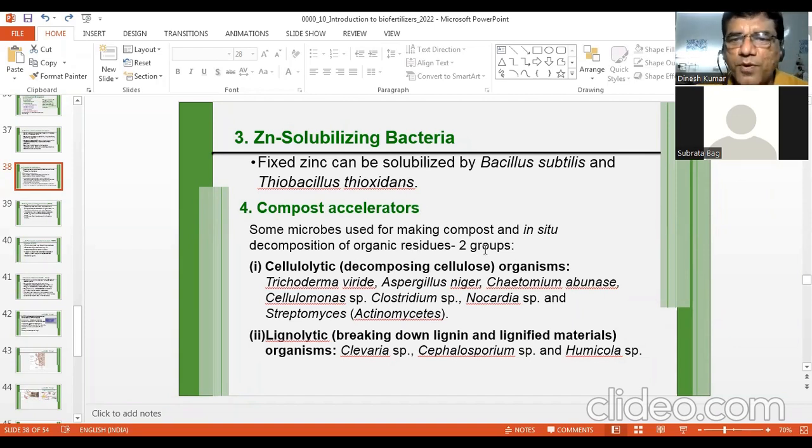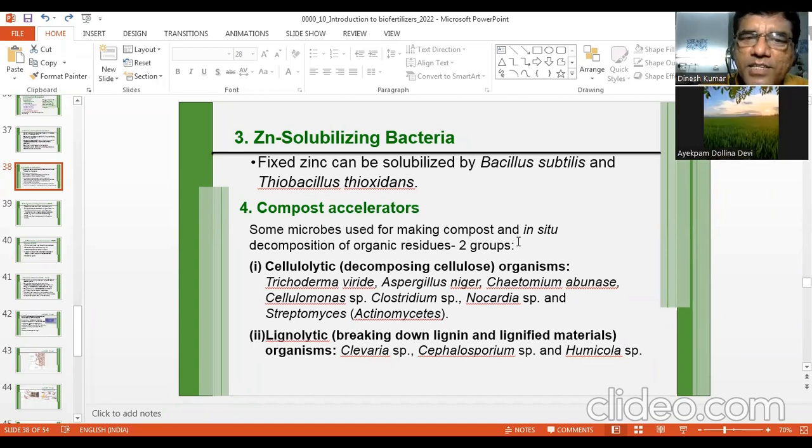Some microbes are used for making compost and in situ decomposition. In situ means decomposition in the soil of organic residue. There are two groups of compost accelerators. Cellulolytic, that is, cellulose decomposing organisms. They decompose the cellulose: Trichoderma viride, Aspergillus niger.